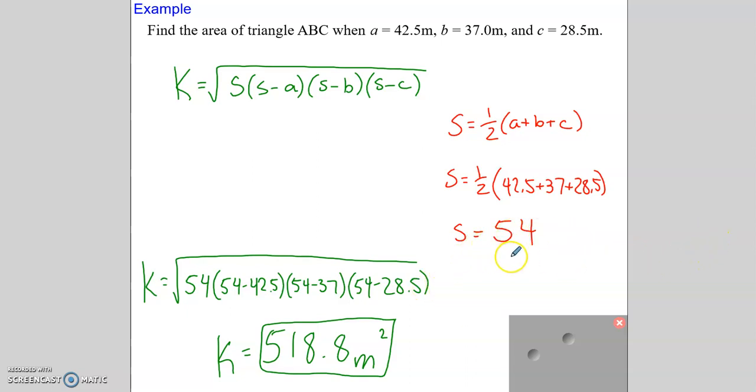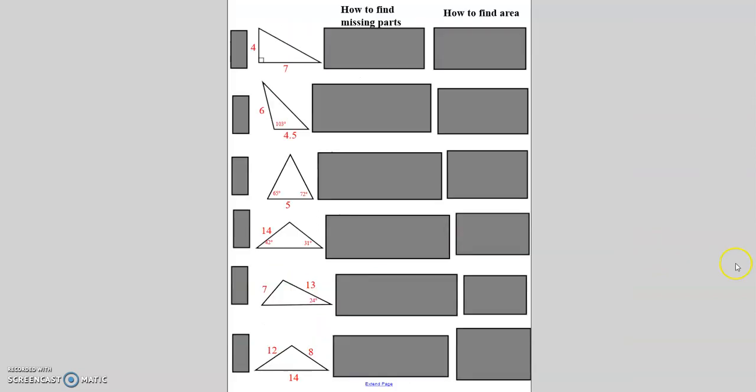So that's the last concept in 6.2, but I did want to try to summarize what we learned in 6.1 and 6.2 together. And I made a nice big table for that. Basically, here are 6 different types of triangles. These are examples of different combinations of angles and sides that you could be given.